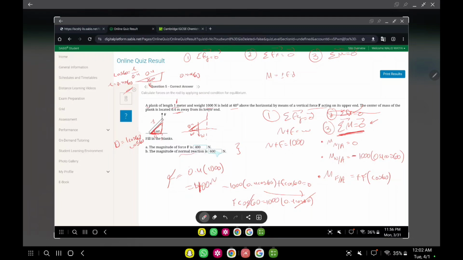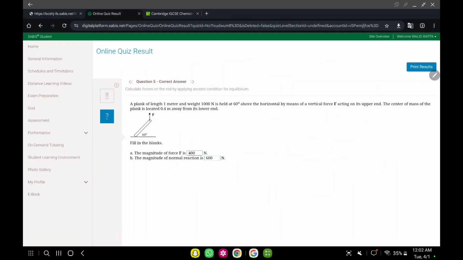To find the normal reaction, do we solve again and take the center of rotation as F to find N and resolve or whatever? No. We know that they should add up to 1000. So therefore, you can just plug in F as 400. You're going to get N is equal to 1000 minus 400, which is 600 newtons. Very easy type. Moving on.